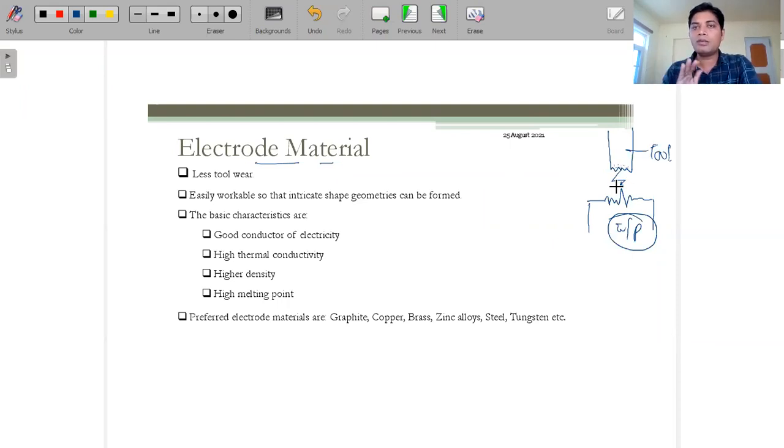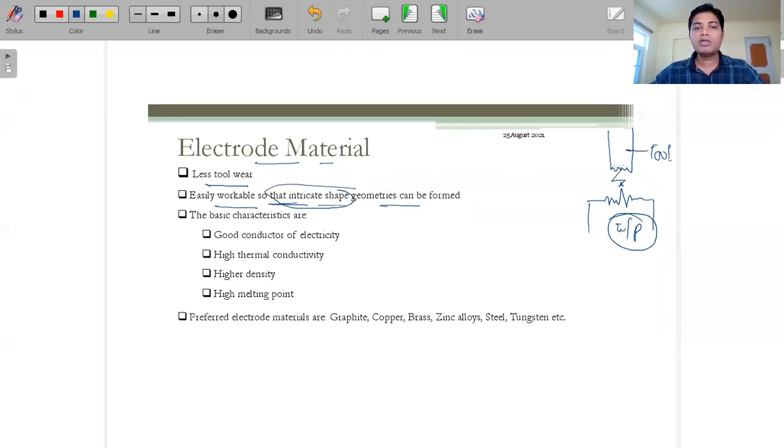Okay, so whatever the material of the tool we are using, it should have good properties, like density or good strength in comparison with the workpiece, so that when the spark is generated, it will remove material, but very less. So the properties required are less tool wear and easy workability, so that intricate shape geometries can be formed. Now what does intricate mean? Complex shapes.